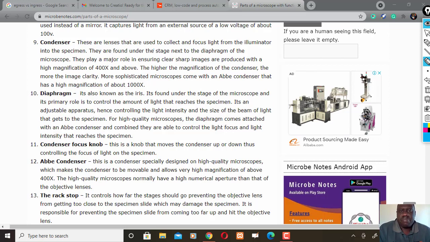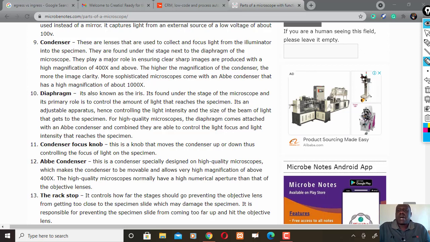It can open and it can kind of close to allow more light or less light depending on what you need. It is adjustable, hence controlling the light intensity and the size of the beam of light that gets to the specimen. For high quality microscopes, the diaphragm comes attached with an Abbe condenser, and combined they are able to control the light focus and light intensity that reaches the specimen.